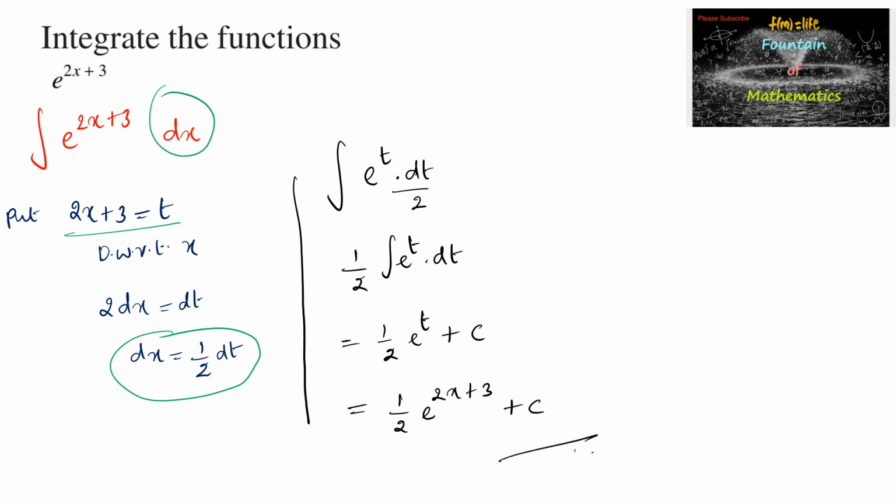And also we can make a note. Integral e to the power ax plus b dx is equal to e to the power ax plus b upon the coefficient of x, that is a, plus c.